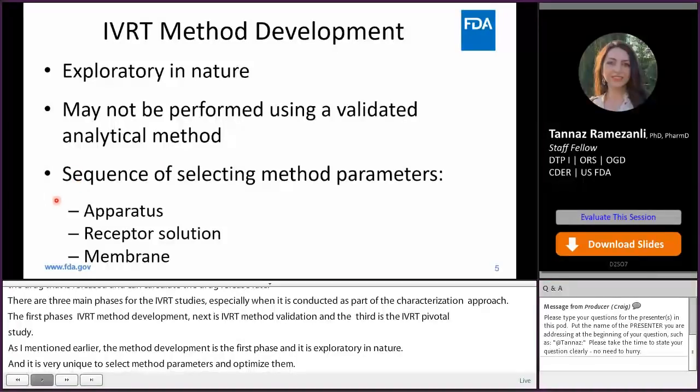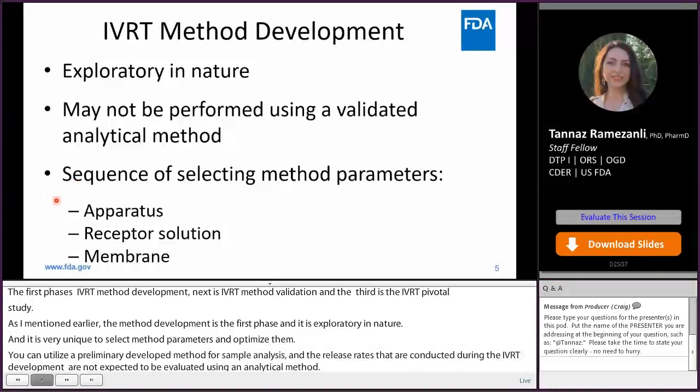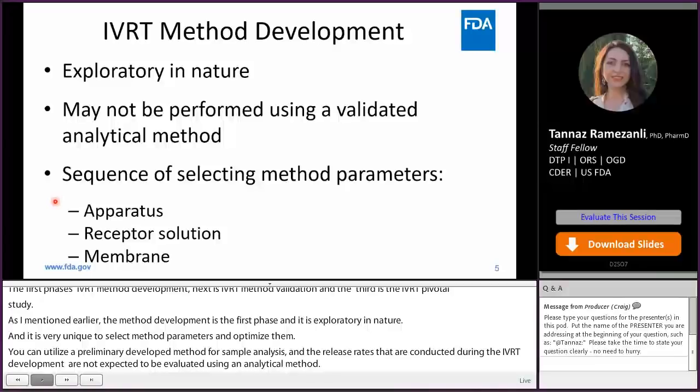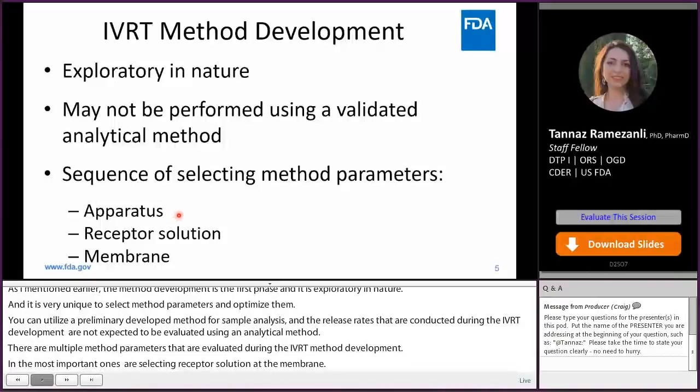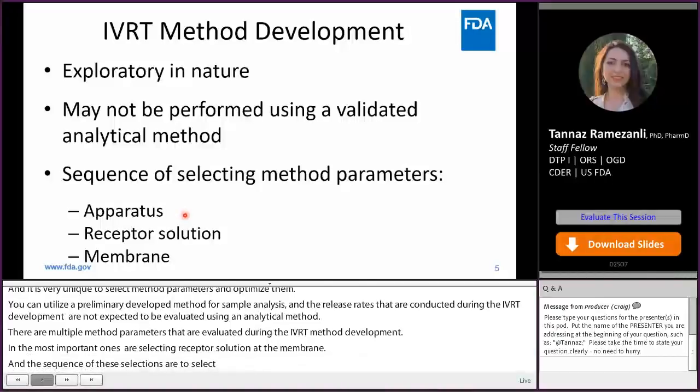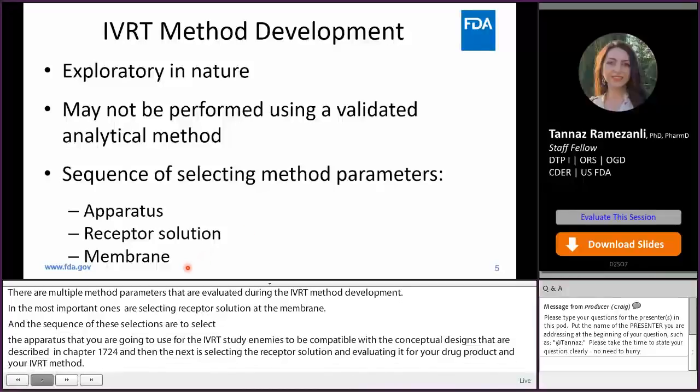There are multiple method parameters that are evaluated during the IVRT method development, and the most important ones are selecting receptor solution and the membrane. And the sequence of these selections are: first you need to select the apparatus that you're going to use for the IVRT study, and it needs to be compatible with the conceptual designs that are described in USP chapter 1724. And next is selecting the receptor solution and evaluating it for your drug product and your IVRT method. And the next parameter after selecting the receptor solution would be the selection of the IVRT membrane.